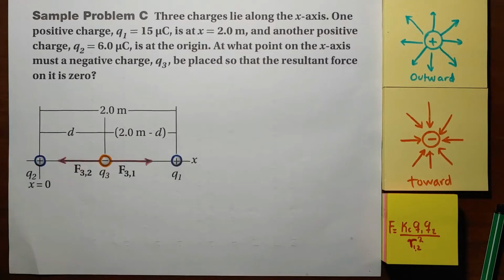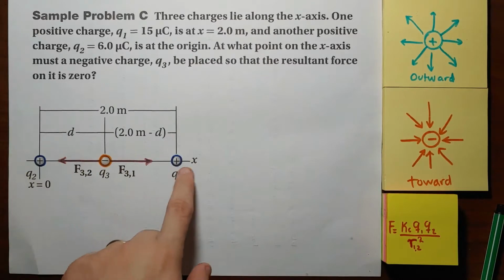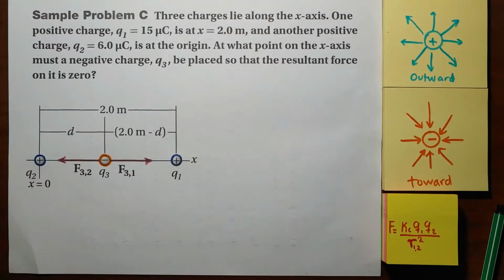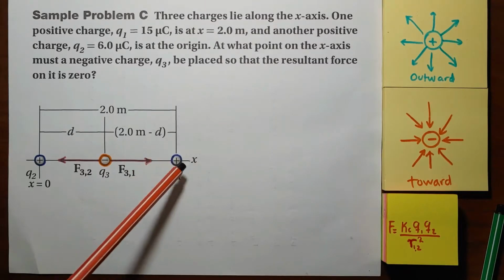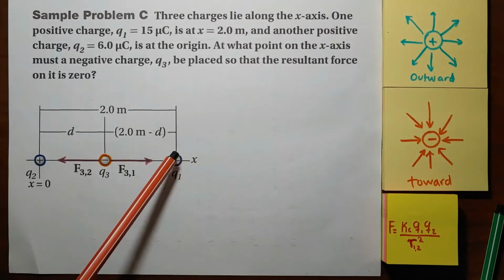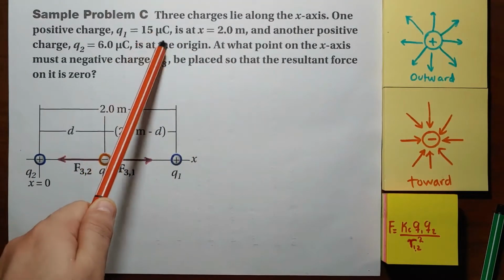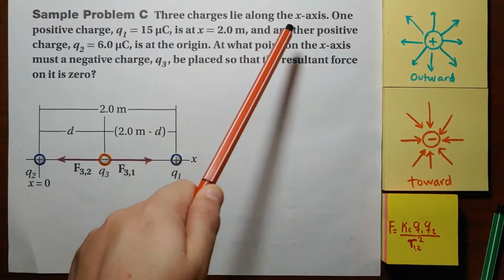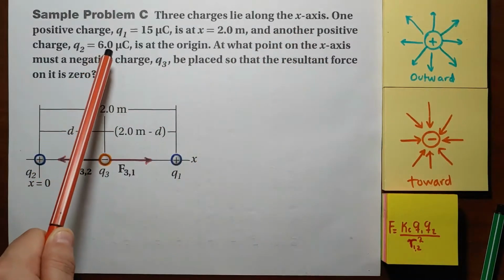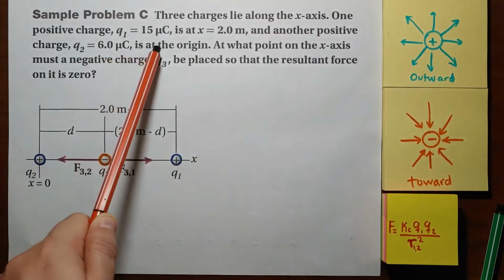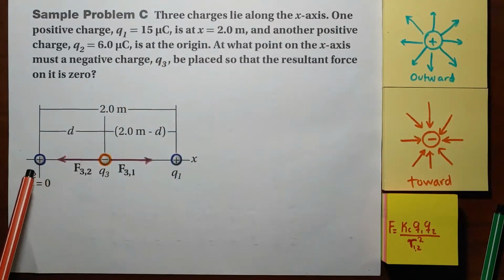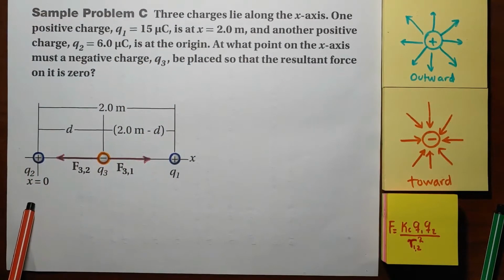Okay, we have now three charges that lie along the x-axis. So they are located here over the x-axis, as you can see. One positive charge Q1 is located at 2 meters and it has a value of 15 microcoulombs. Another positive charge Q2, equal to 6 microcoulombs, is located at the origin, or at x equals 0.